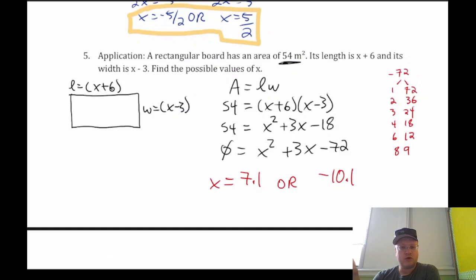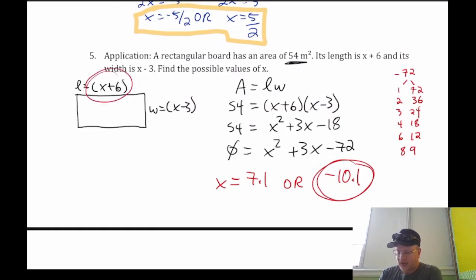But we're dealing with a real-world situation here. The width of our board or the length of our board cannot be 0, or it cannot be a negative number. If we plugged in negative 10.1 to here, so negative 10 plus 6 is negative 4. I can't have a length of negative 4. If we were to plug it in here, negative 10 minus 3, we're going to have a width of about negative 13. Not possible.